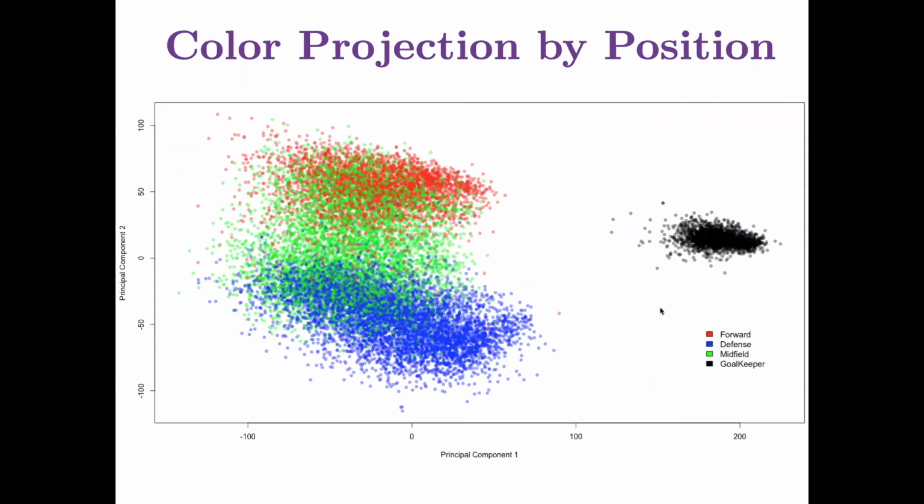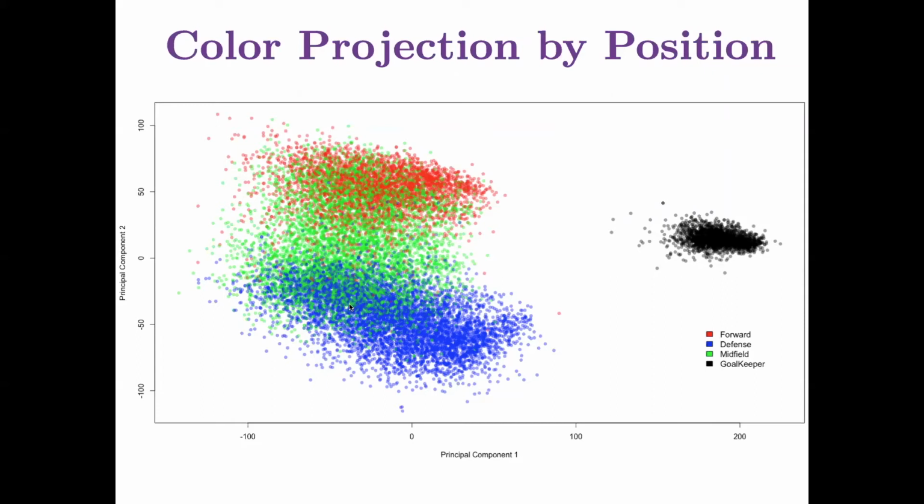If I color the projection according to the player's position, I can clearly see the group over here to the right are the goalkeepers. The forwards are up at the top, defenders are down at the bottom, and then it makes sense that the midfielders are sandwiched between, right? Because midfielders will share some of the skills of forwards and defenders, and have some of their own unique skill sets.